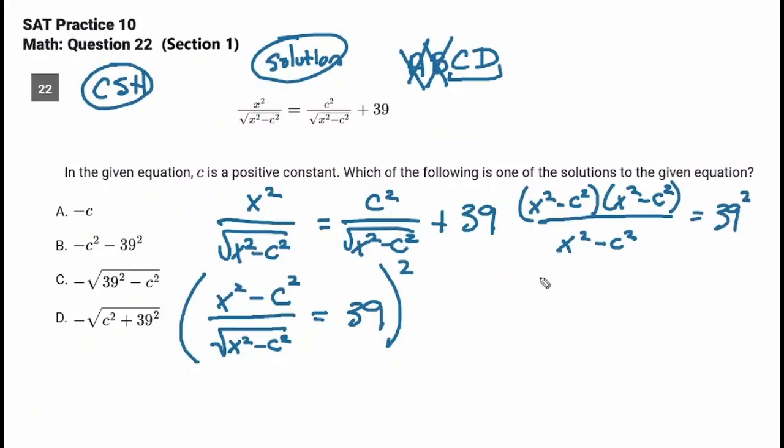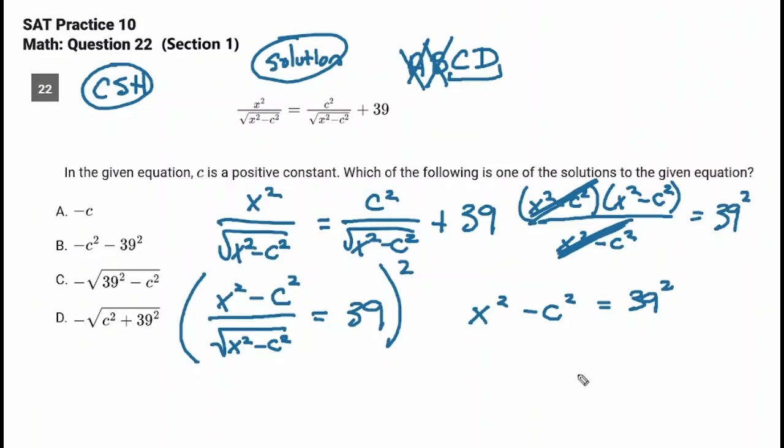All right, now what's going on? Well, one of these things on the top can go away, and you can reduce with one of them on the bottom. And now, it's a lot simpler to look at. It's just x squared minus c squared equals 39 squared. Now, any reasonable person is going to just say this is 1,521. But ETS is not reasonable, and note that they have 39 squared in the answer choices, so we're going to keep it as 39 squared.